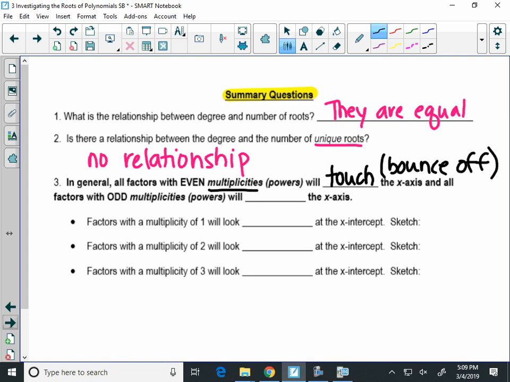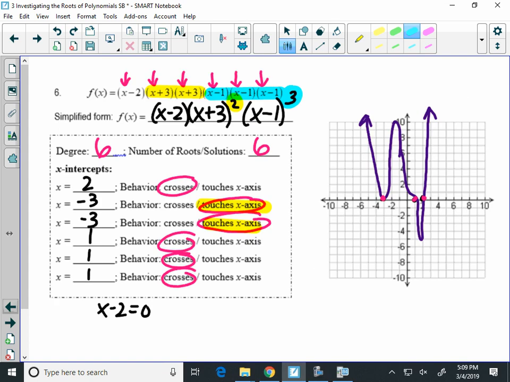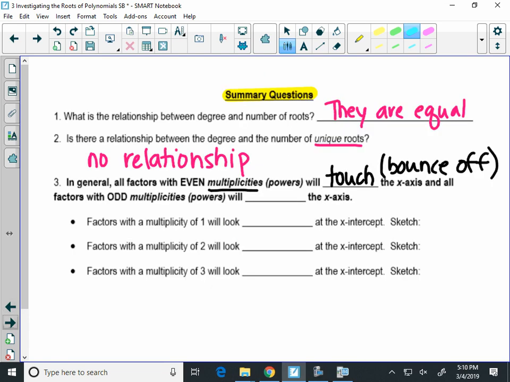Now factors with odd multiplicities, it means 1 or 3. So for example, here I had 3 at x equals 1. Those all seem to cross. Because here, x minus 2 had a multiplicity of 1, and it crossed over the x-axis.